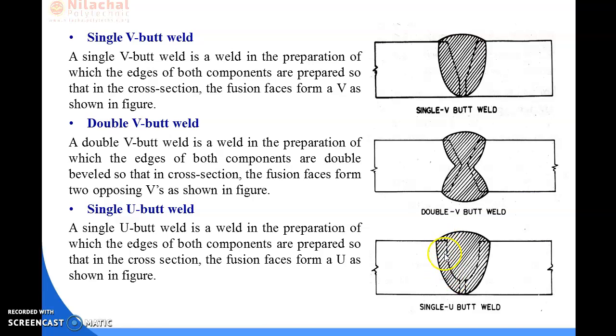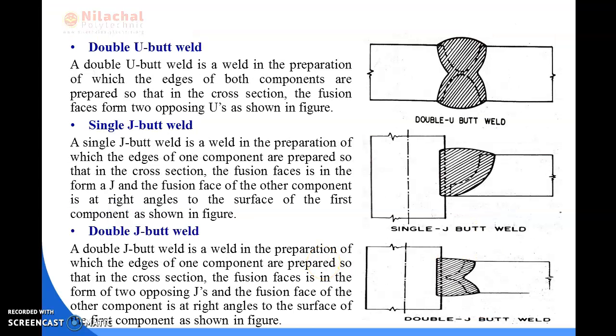Here the welding is provided and the shape of the fusion face looks like a U section. So you can see this section looks like a U section, and after that, at the fusion of this, we provide a welding connection. Okay. Now comes to the double U butt weld.